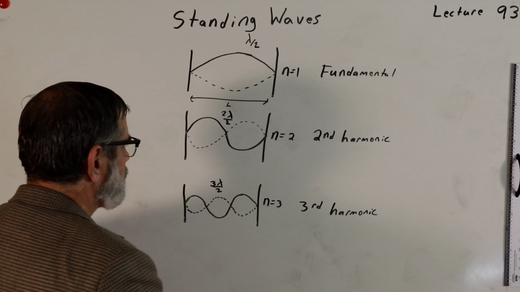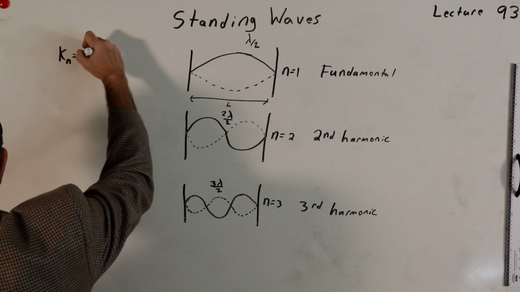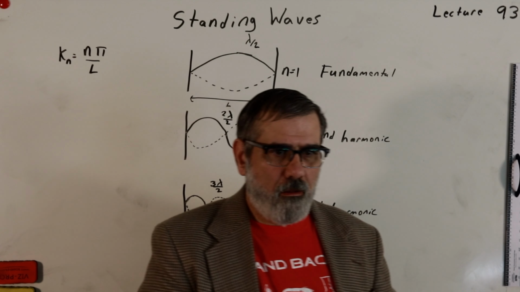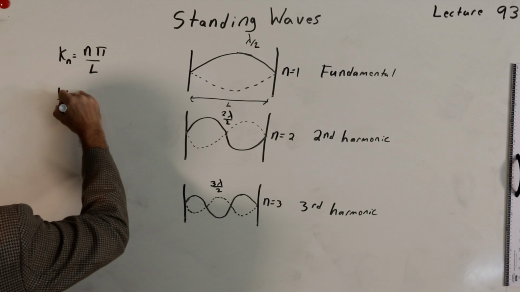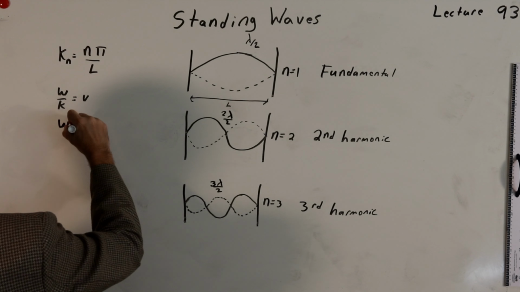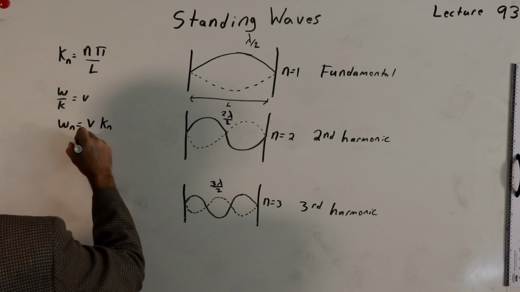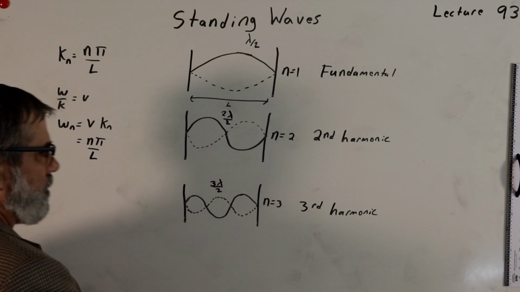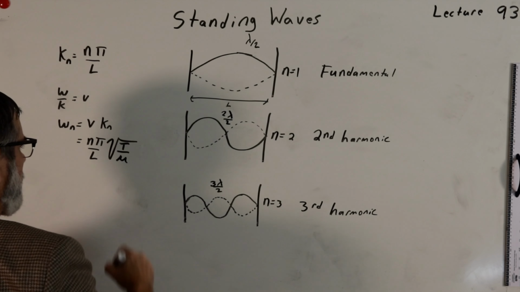Since these are strings, let's take a brief look at this. I said that K sub n was equal to n pi over L. This was our condition for the wave equation to be satisfied for a standing wave. And omega over K is equal to the velocity. That means we could write omega sub n is equal to the velocity times K sub n, which is n pi over L times V, and the velocity for a string would be the square root of the tension in the string divided by the linear density of the string.